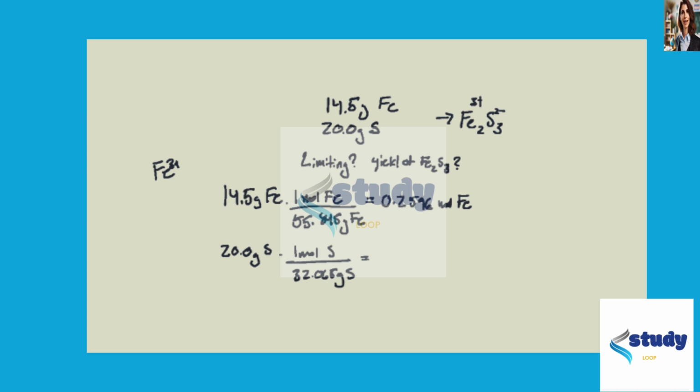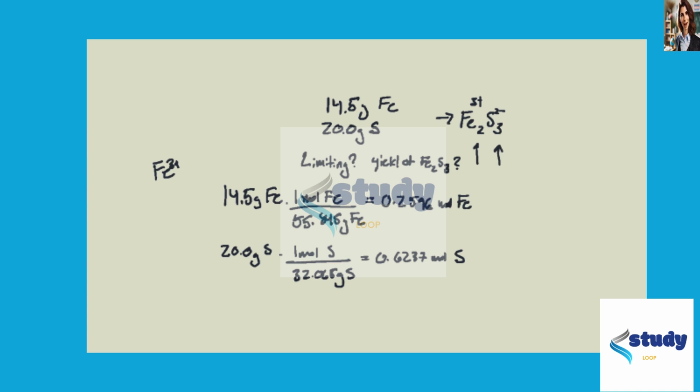And what do we get? 0.6237 moles of sulfur. Okay. So the next important thing is that we've got to recognize that to make a single formula unit of iron sulfide, or a mole of iron sulfide, we need 2 moles of iron and 3 moles of sulfur.